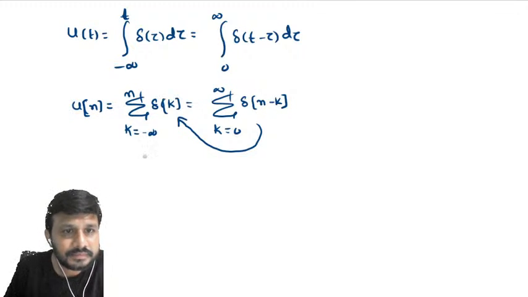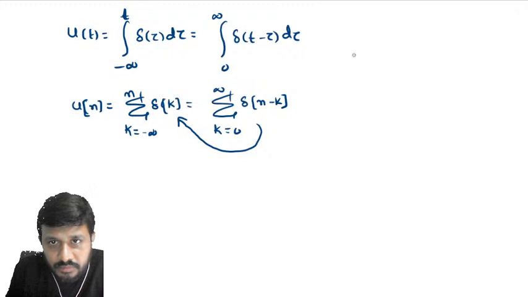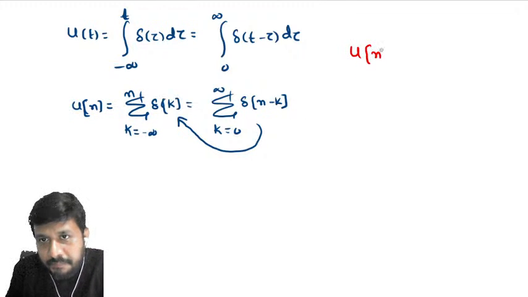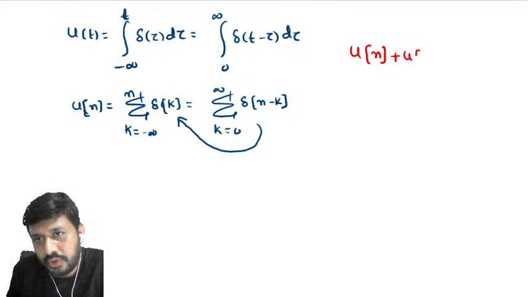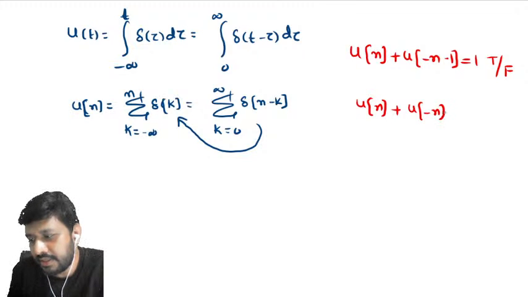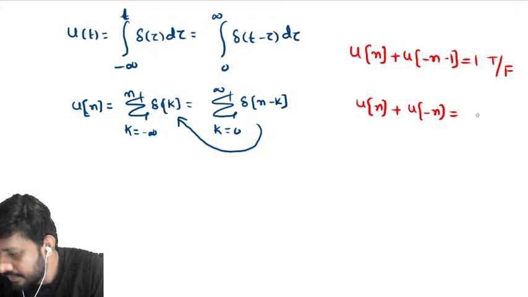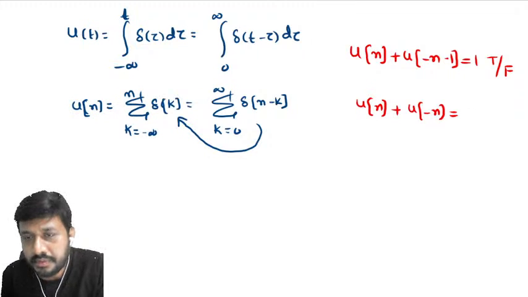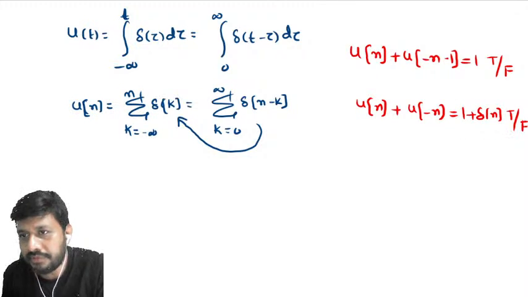That is, u of n plus u of minus n minus 1 is 1. True or false? u of n plus u of minus n is 1 plus del n. True or false?